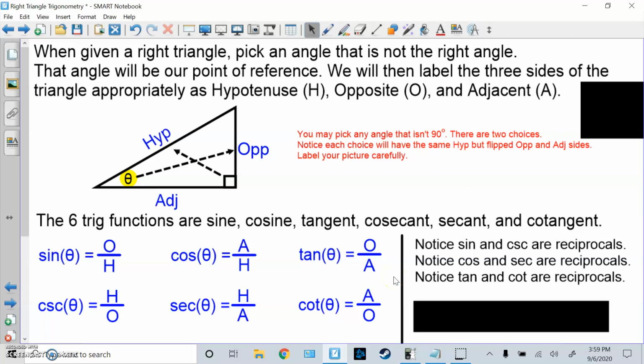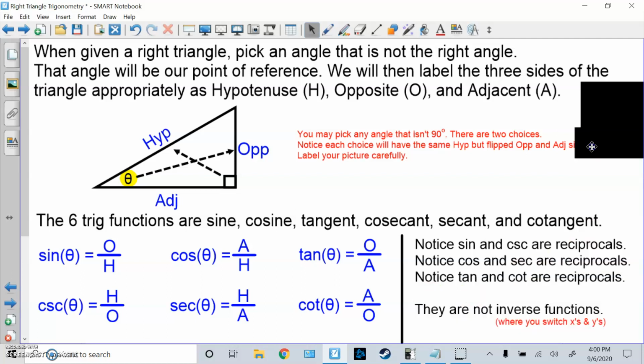Hopefully you remember perpendicular and parallel slopes, where perpendicular is the opposite reciprocal. Same idea here. Right? And one common misconception is people think they're inverses. They're not inverses. Inverse functions are where you switch x's and y's.